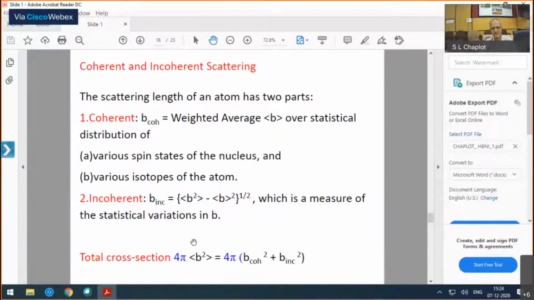In fact, you would notice that if I add the two, the square of the coherent and the square of the incoherent scattering length, then the coherent part is the average b, and the individual atoms' values are b, so the total cross section is actually the sum over the average of the b squares, and this has two parts: the coherent component and the incoherent component. Now, why do we talk like this?